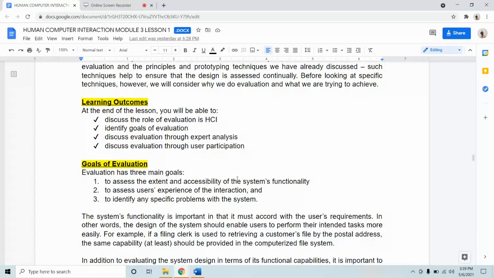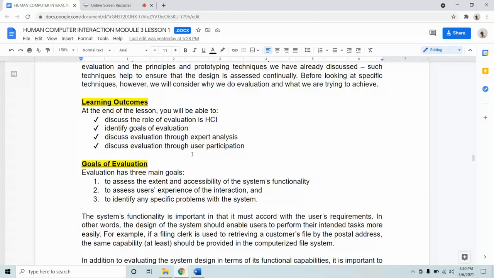This lesson aims to help you, number one, discuss the role of evaluation in HCI. This is reflected at the tasks portion of our document. We will also identify the goals of evaluation. That objective is reflected from these contents. What does evaluation do? What does evaluation aim? Also, we will take an overview about two major evaluation techniques. We can either evaluate our artifact or our design using expert analyses, or we can also evaluate our artifact or our design through user participation.